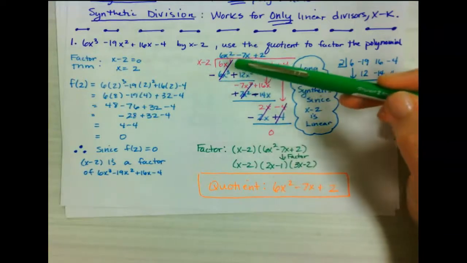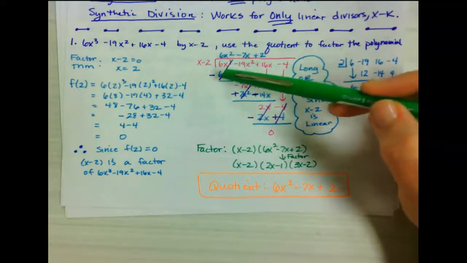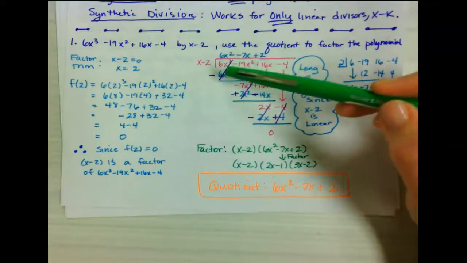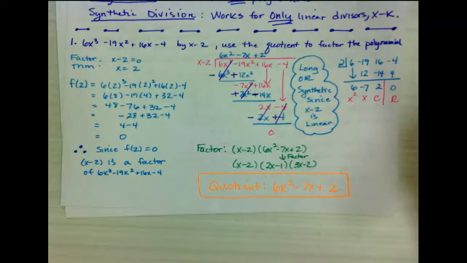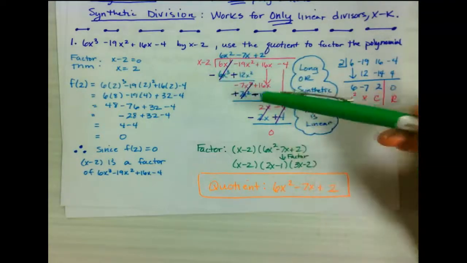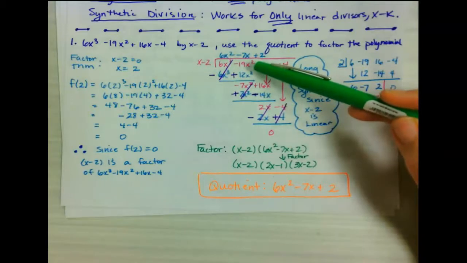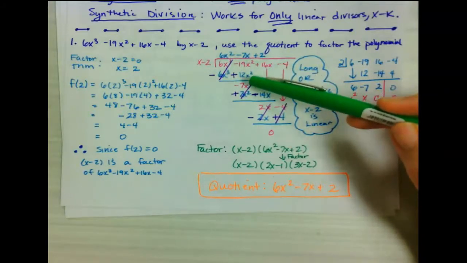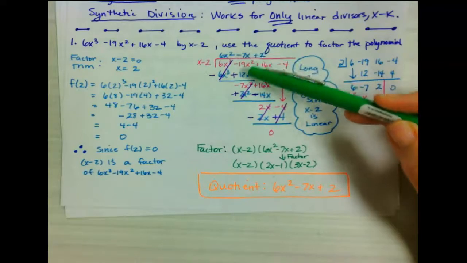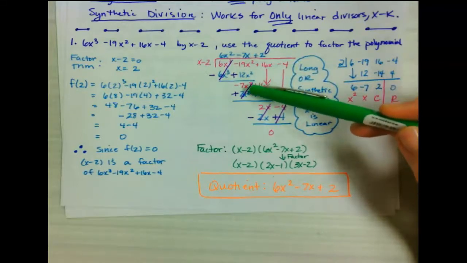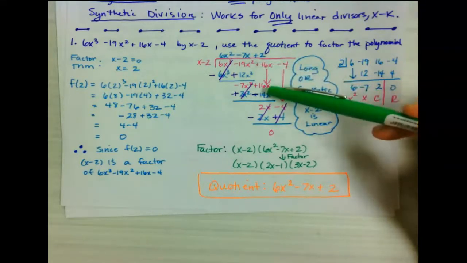So if I did this right, these 2 first numbers should eliminate. And the reason they should eliminate is division is a process of breaking it down. So that means it should be getting smaller. So I'm getting rid of the x cubed. I have negative 19x squared and positive 12x squared. So the difference between that is negative 7x squared. And I bring down the next term in my dividend.